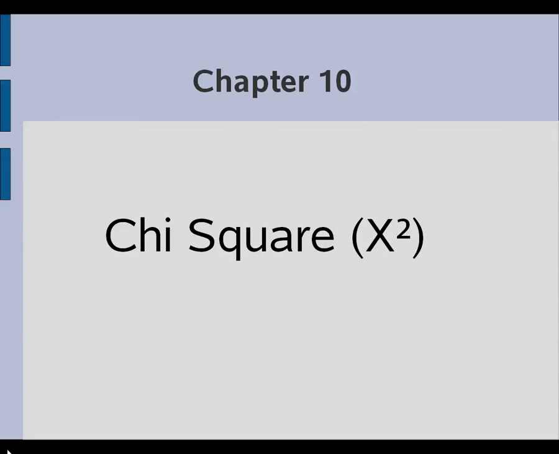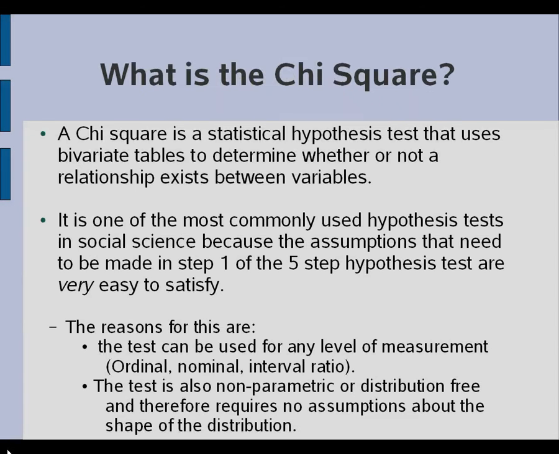Chapter 10, Chi-square. What is the chi-square? A chi-square is a statistical hypothesis test that uses bivariate tables to determine whether or not a relationship exists between variables. It is one of the most commonly used hypothesis tests in social science because the assumptions that need to be made in step 1 of the 5-step hypothesis test are very easy to satisfy.